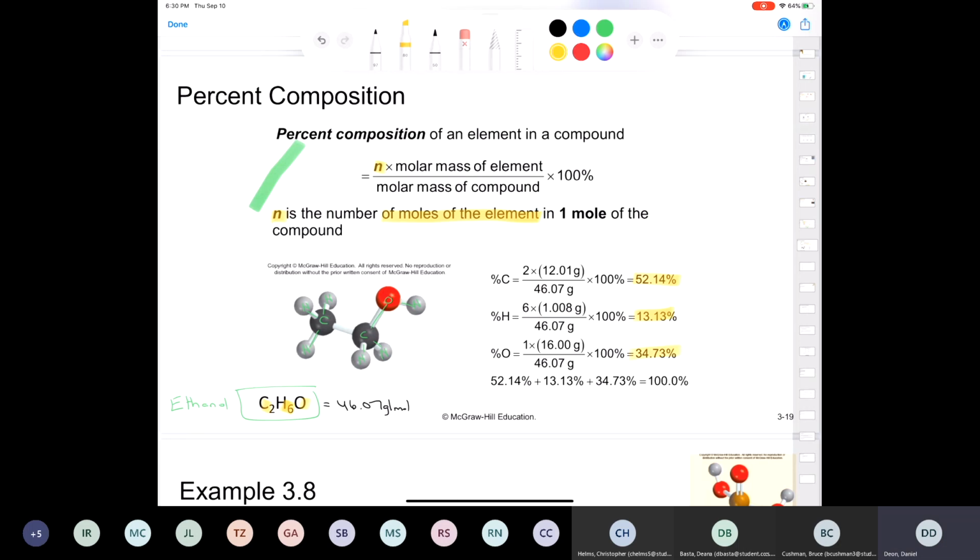All of those, when you tally them all up, what should they equal? They should equal 100%. Give me a thumbs up if you follow me on this one. Just the percent composition. Sometimes this is called the percent by mass of an element in a compound.